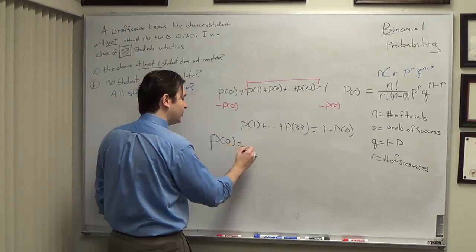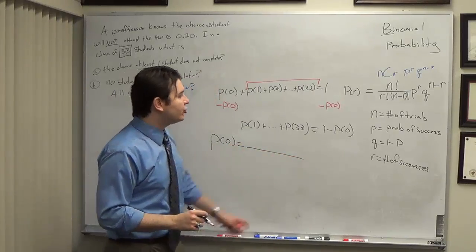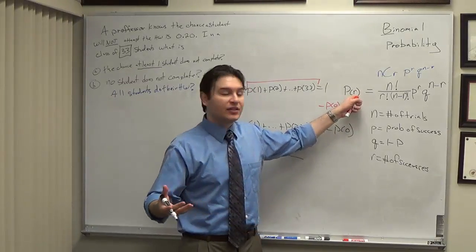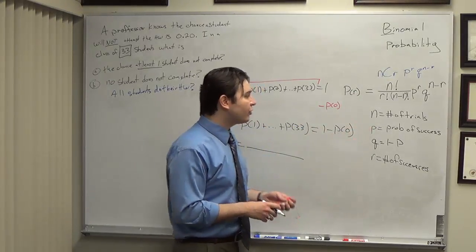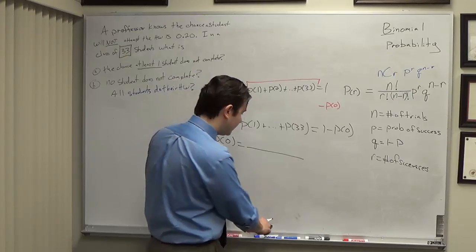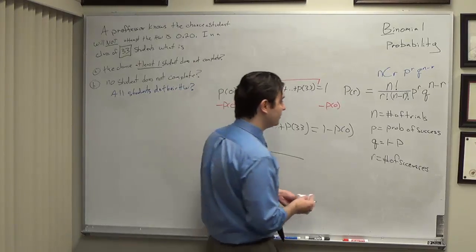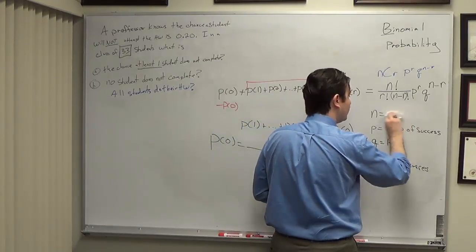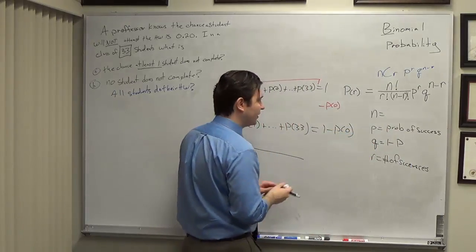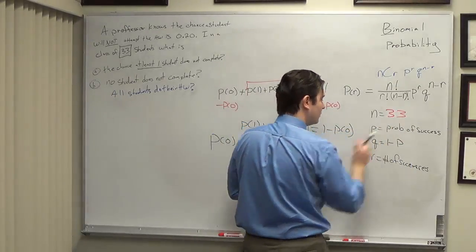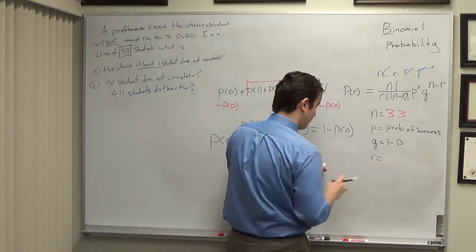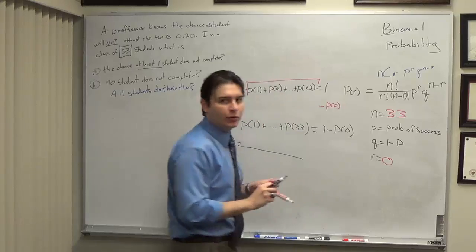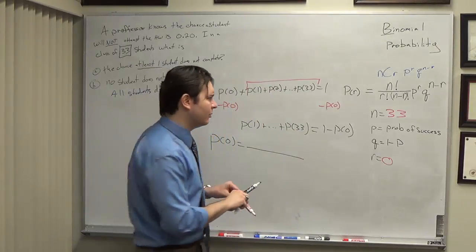P of 0 equals what? Well, our number of successes that we're after is 0, so I'm plugging in 0 here for r. Our total number of trials is 33, so let me go ahead and start to fill in this list of numbers. We have 33 trials because we've got 33 students in the class. We're curious about 0 successes. Remember, success is an odd thing in our world. It's students not completing their homework.